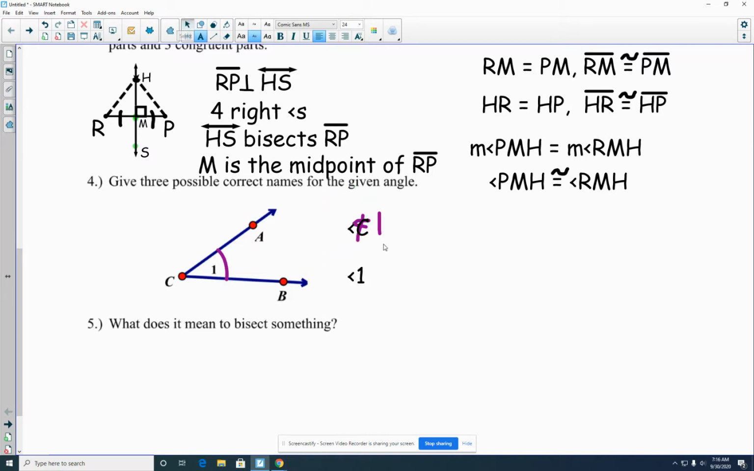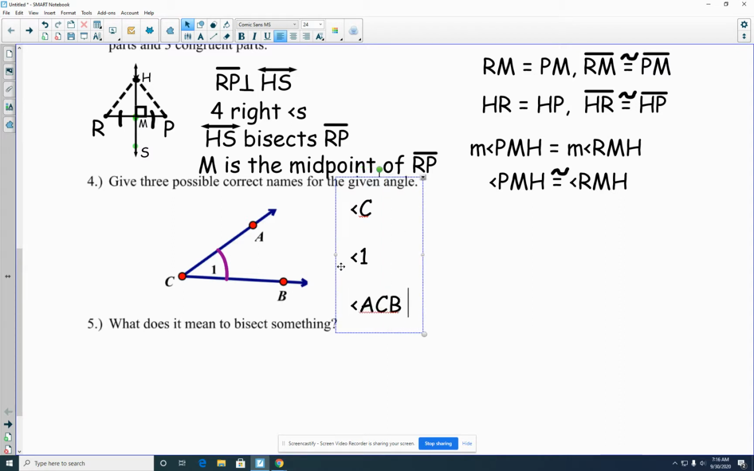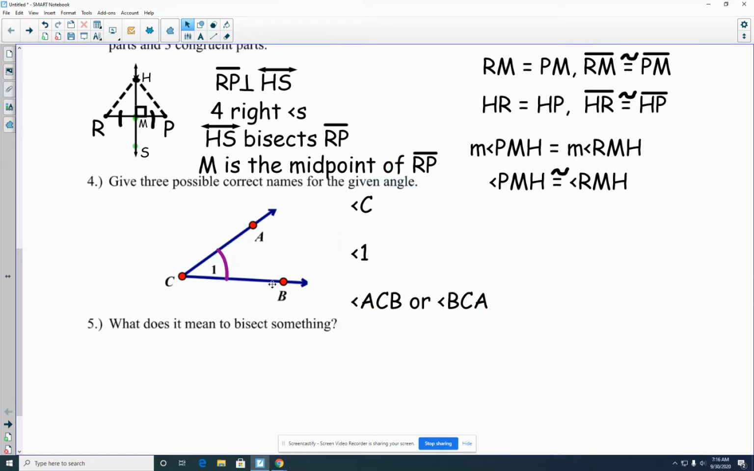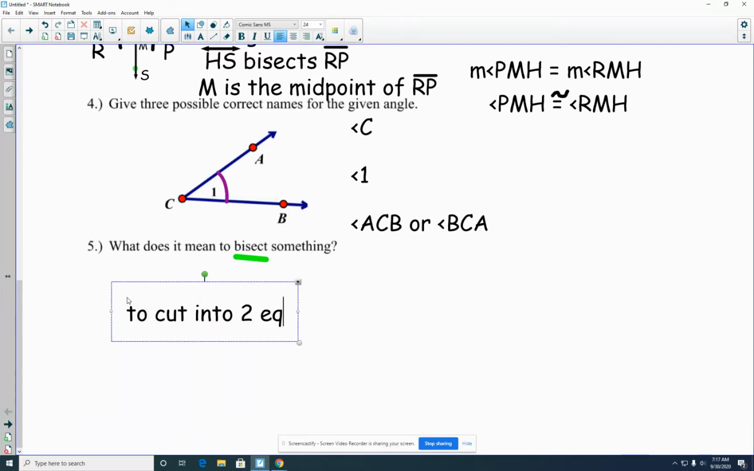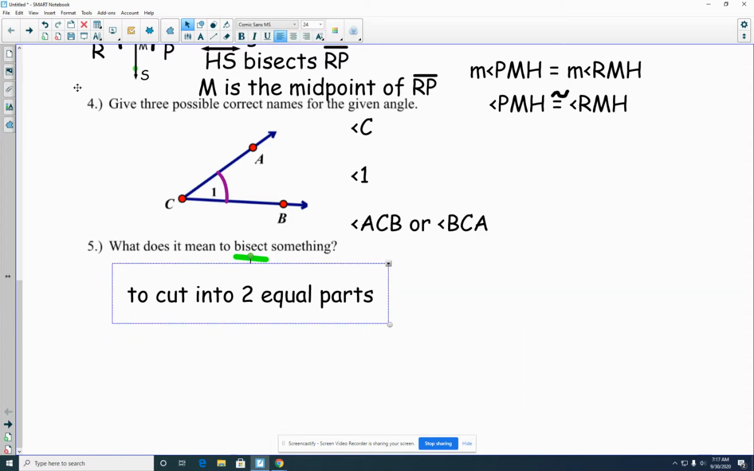Then you could use 3 letters to name this angle. So I can use letter A, C, B, or B, C, A. So angle ACB or angle BCA. That is how you can name that angle 3 different ways. Okay, number 5, what does it mean to bisect something? So when we bisect something, all we're doing is we're cutting it into 2 equal parts. So you could get 2 equal angles, 2 equal segments. You're just getting 2 equal parts.